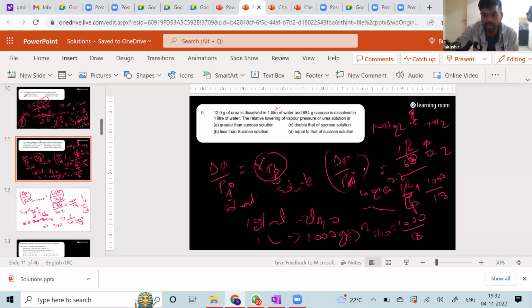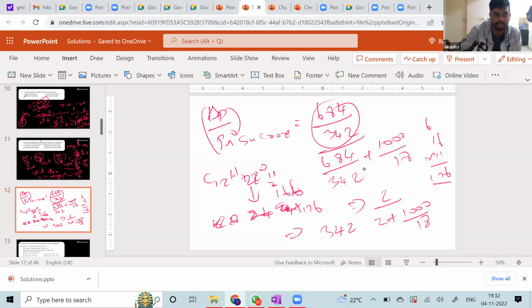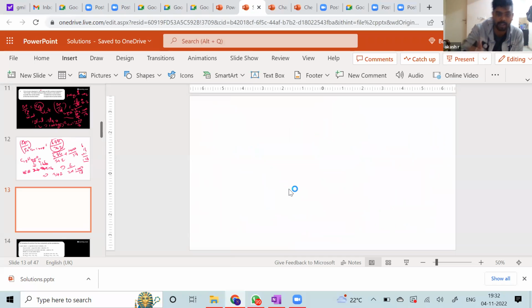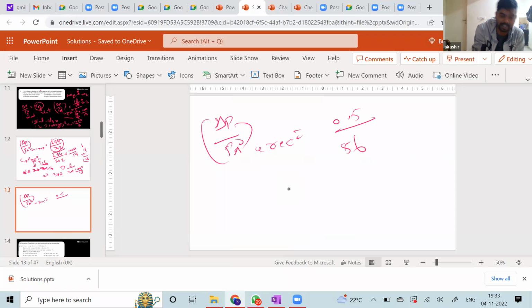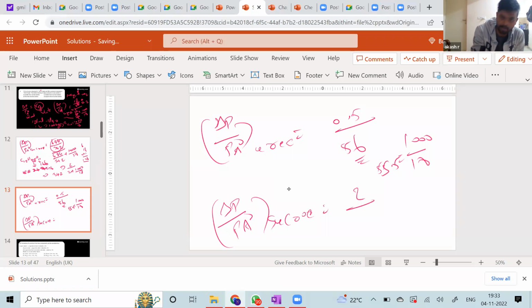So you understand that, if I just make one more page, we have Del P divided by P_A naught of urea as 0.5 divided by 56. Why am I saying 56? Because 1000 by 18, the value is 55.5, if you calculate it. So 0.5 by 56, whereas Del P divided by P_A naught of sucrose would be 2 divided by 57.5.